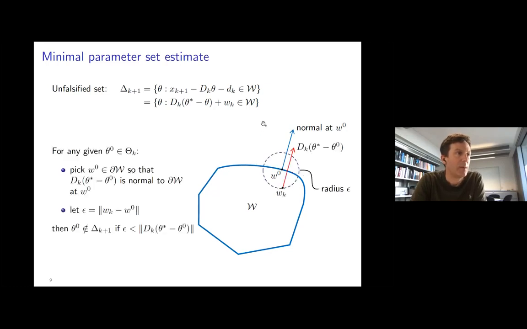We can make a slightly more useful statement if we assume that instead of the disturbance realization lying on the boundary, it just lies sufficiently close to the boundary. So if we have a particular value for this vector, we can pick a point on the boundary of the disturbance set such that the normal to the boundary at that point is parallel to the vector that we're interested in. And then whenever the disturbance realization is sufficiently close to that point on the boundary, we can guarantee that theta naught, the test parameter, doesn't belong to the current unfalsified set.